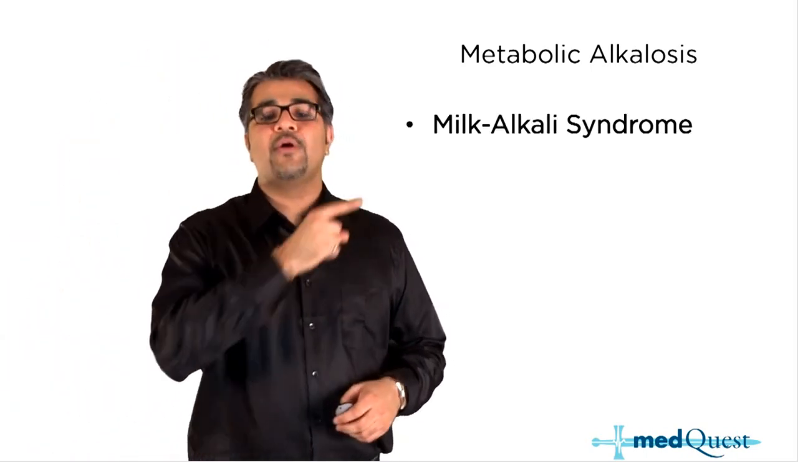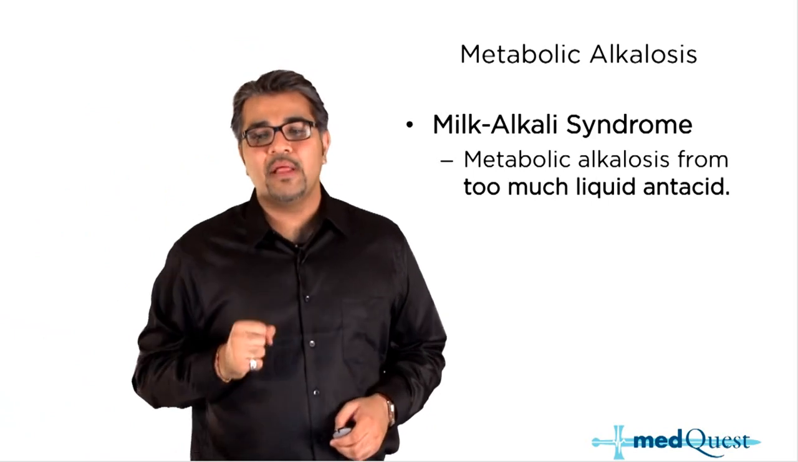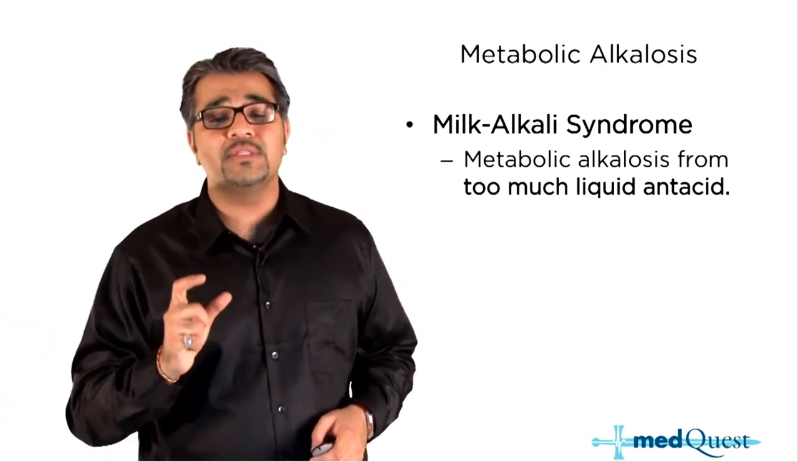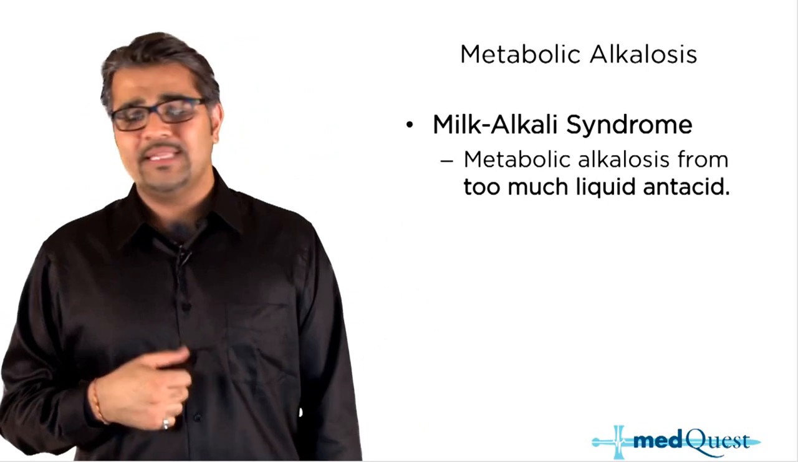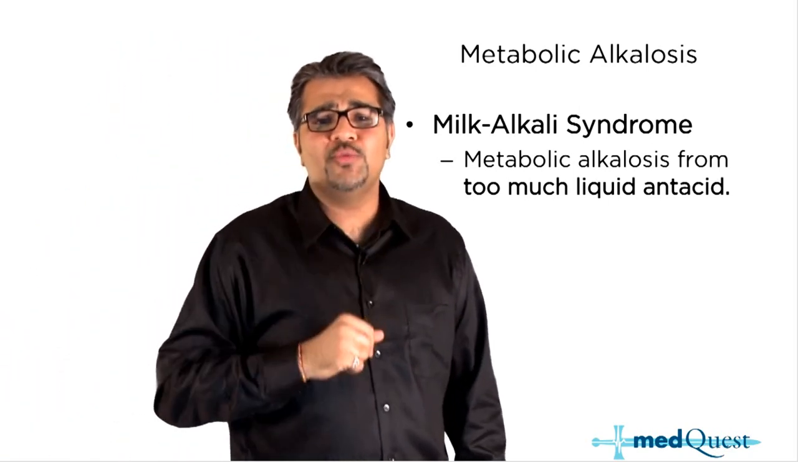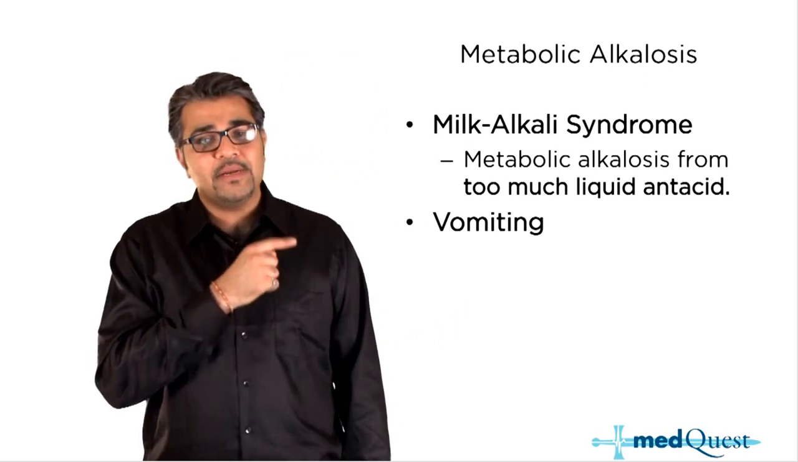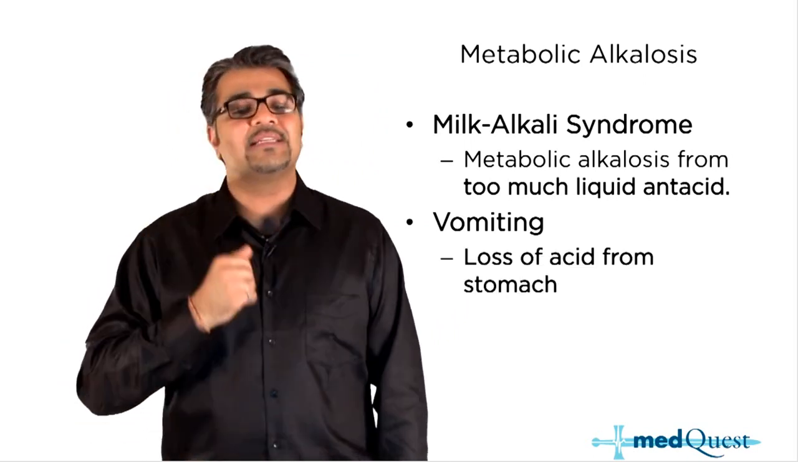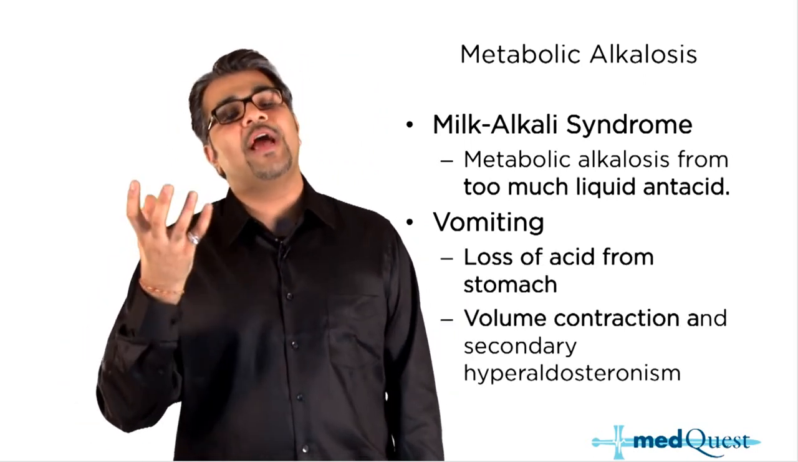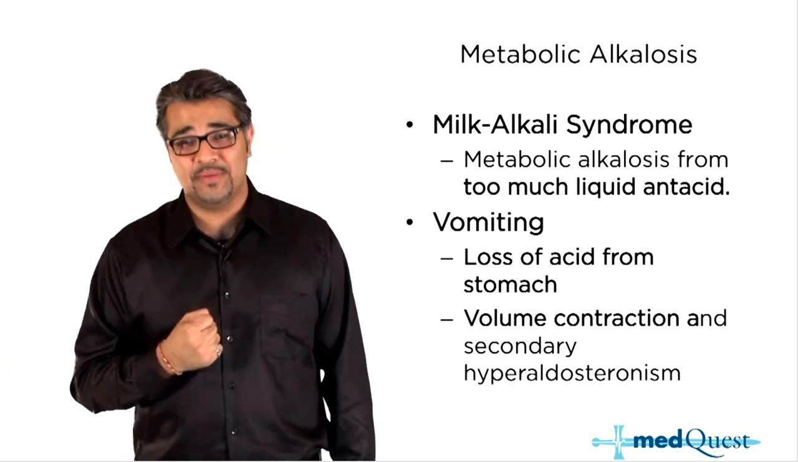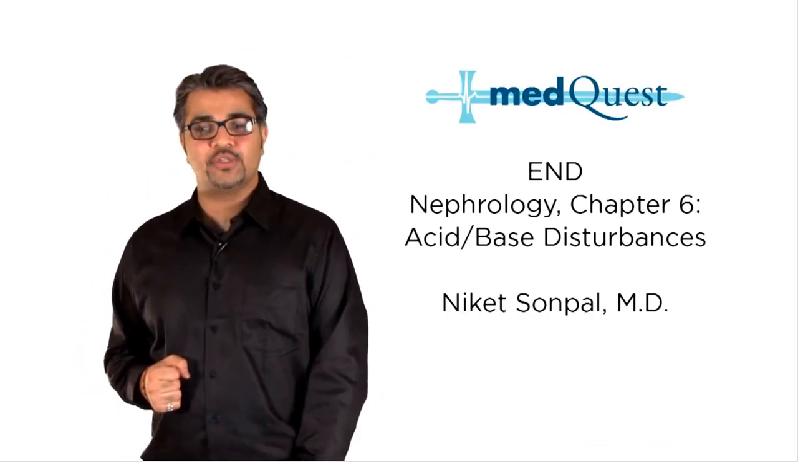Now, in milk alkali syndrome, metabolic alkalosis occurs from too much liquid antacid. That's right. Chugging too many Mylantas, and you're going to get a metabolic alkalosis just from that. Vomiting will do this because you're going to lose a lot of acid from the stomach, and volume contraction occurs because you lose a lot of fluid from the vomiting, and you get a secondary hyperaldosteronism.